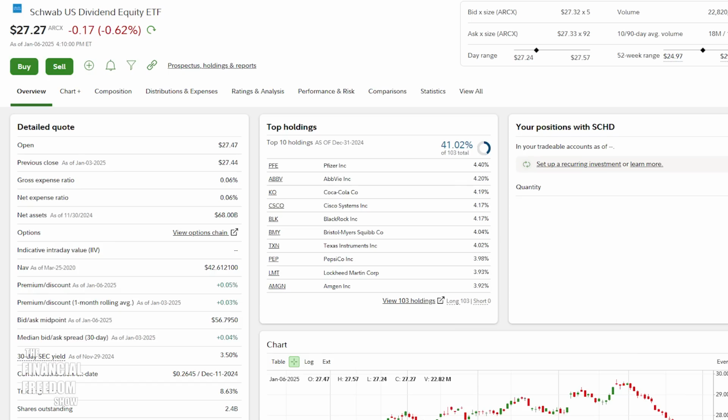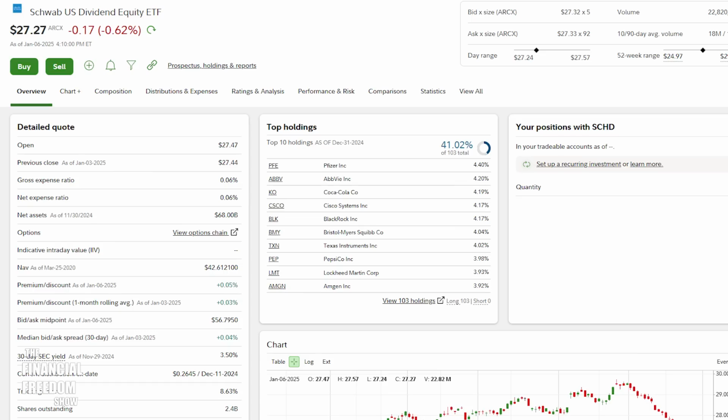The first is consistent income streams. Dividend ETFs are particularly appealing for their ability to generate steady income streams. By investing in companies with reliable dividend payments, these ETFs allow investors to receive periodic distributions, which can be particularly useful for retirees or those seeking passive income.